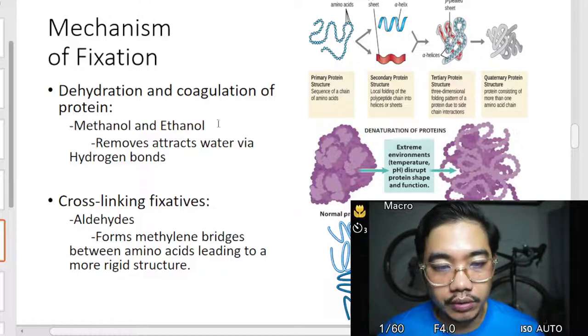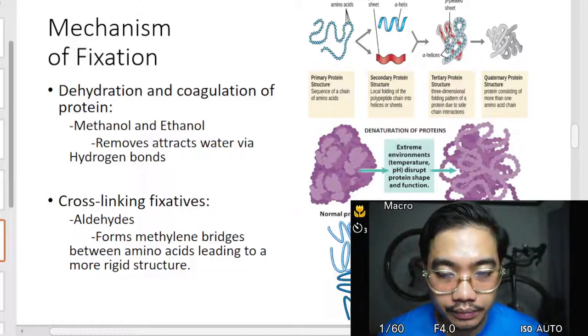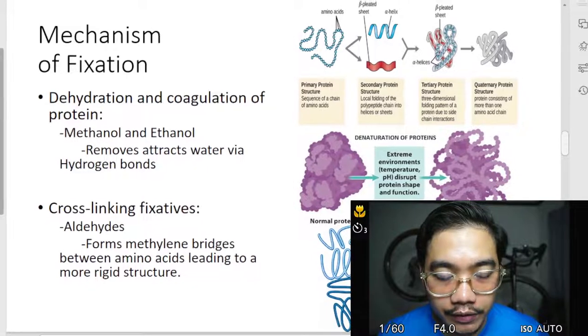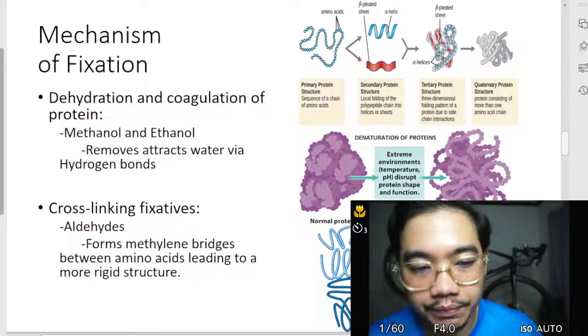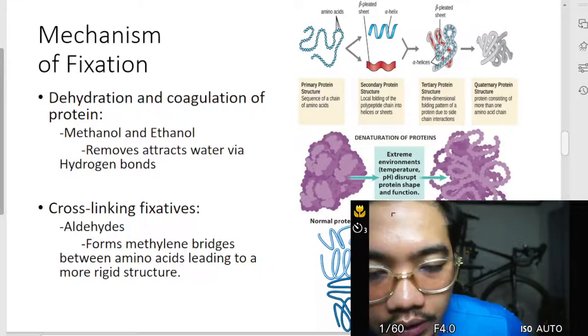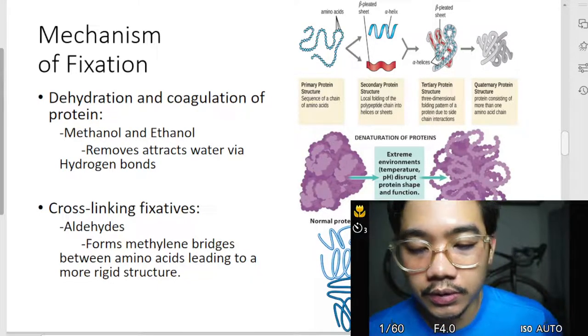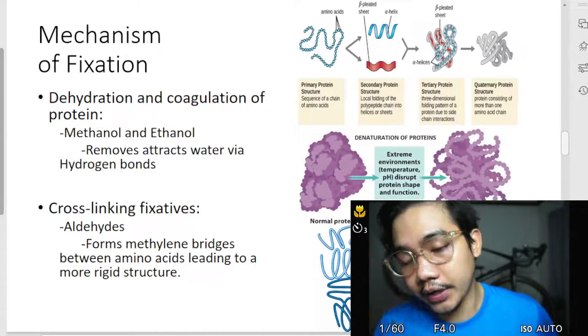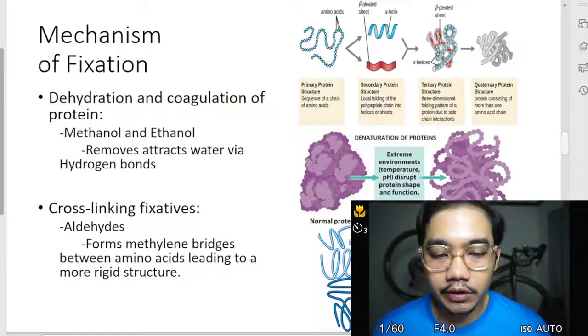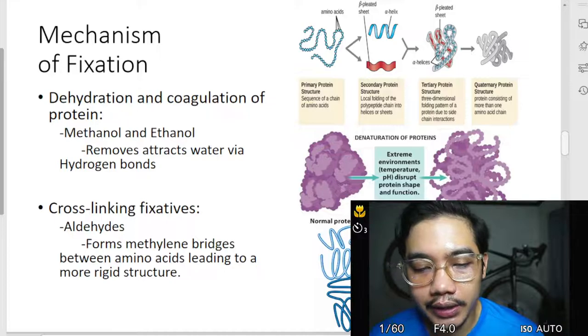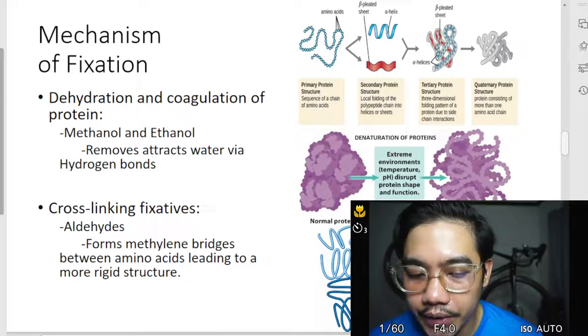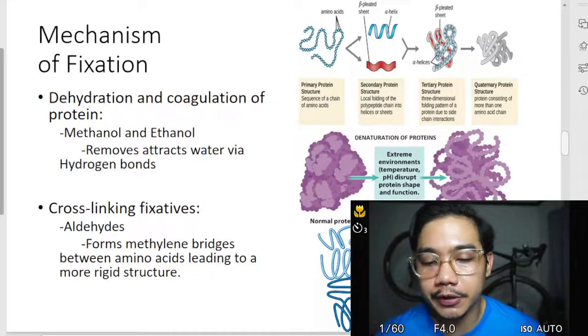Alright? So, going back. The mechanism of fixation: dehydration and coagulation of protein. Your methanol and ethanol attract water via hydrogen bonds, like I said earlier, because they are hydrophilic. Cross-linking fixatives are your aldehydes. They form methylene bridges between amino acids, leading to a more rigid structure.